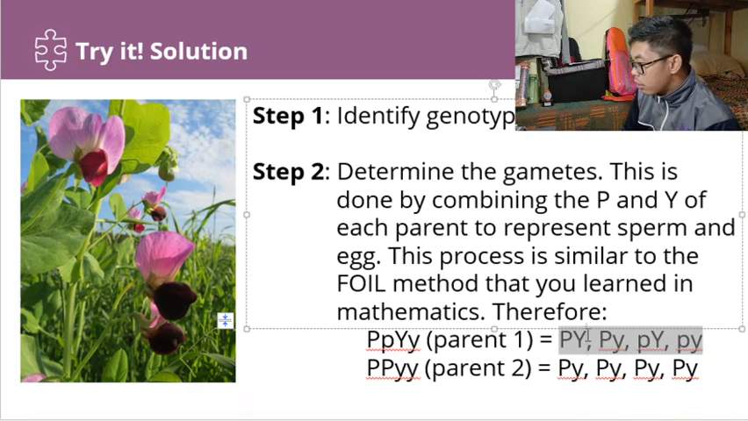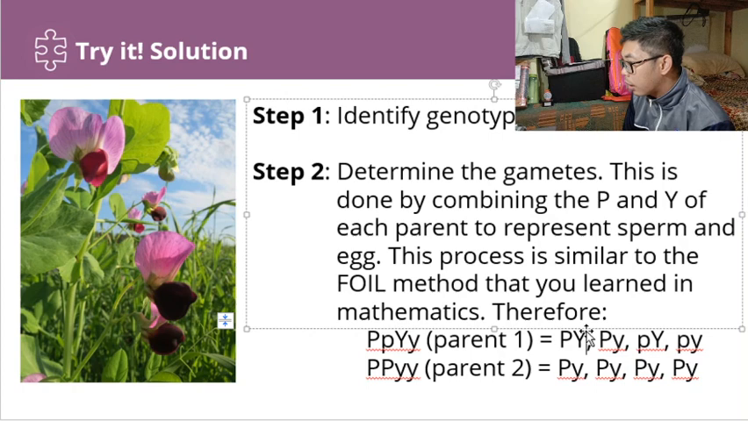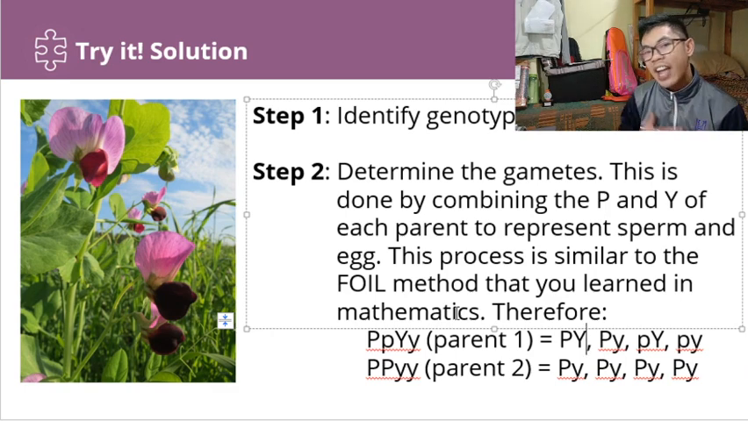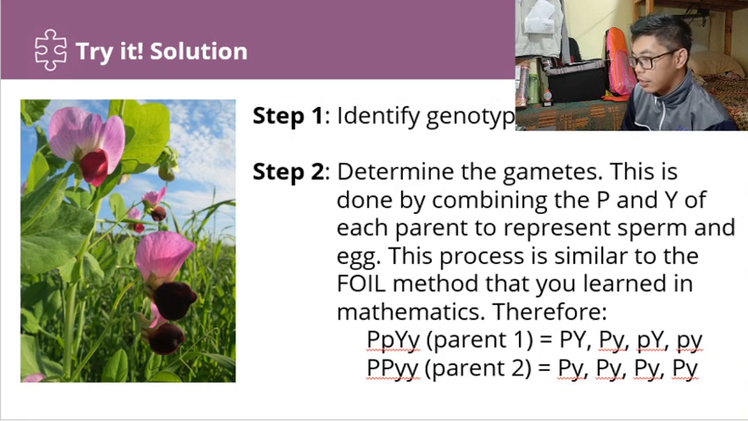Sir, paano nyo nakuha itong capital P capital Y, capital P small Y? Paano yung nakuha yan? Ito yung isa nagpapakomplikado sa dihybrid cross. When you talk about dihybrid cross, it's a combination of, kasi the word di means two. So, dalawang trait. So, we're talking here about your flower color and your seed color. So, let's try to do a FOIL method this time.